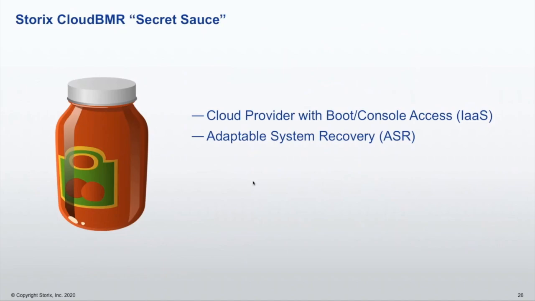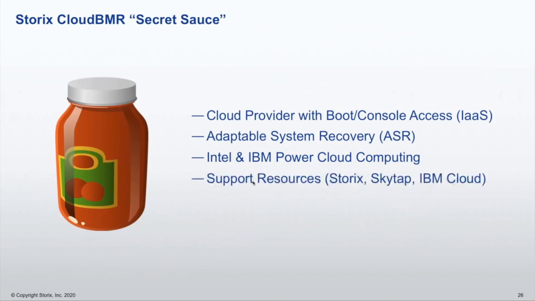Again, with our process, it could be physical or virtual systems that we're backing up, and we can restore them into whatever the cloud environment is, whether they're using Hyper-V in the cloud, KVM in the cloud, VMware in the cloud, or PowerVM in the case of Power Systems. Again, Intel and IBM Power, you're going to want that because of your mixed environment, and you want good support resources. So you don't necessarily want to be winging this because it's a pretty critical thing.